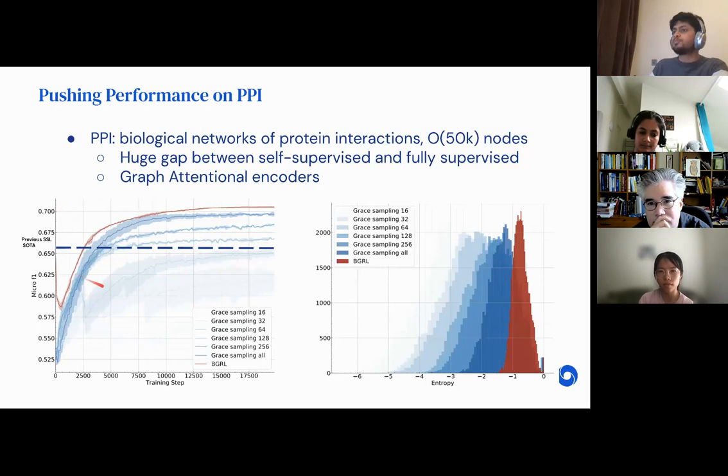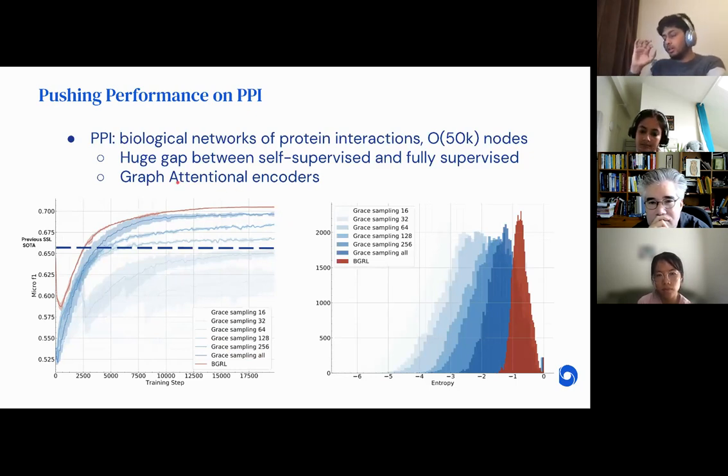And we thought, okay, if the gap is so big, maybe there's more potential to squeeze out performance with BGRL. So here in different shades of blue, we see Grace for different amounts of subsampling of the negatives, starting from 16, going all the way to basically doing no subsampling. You use all pairs. And in red is BGRL. So we see that BGRL is performing better, and in this data set, this difference is pretty significant.